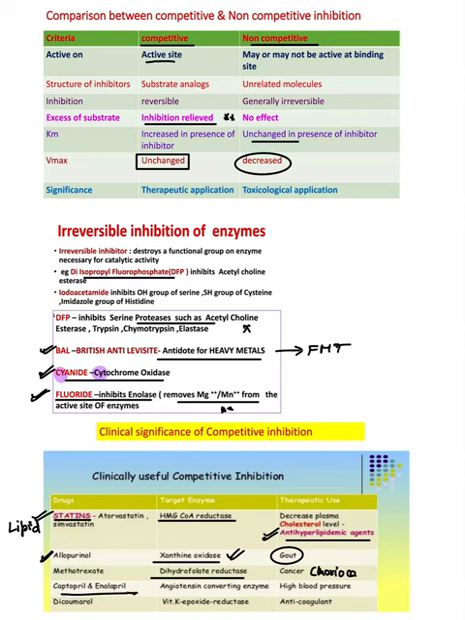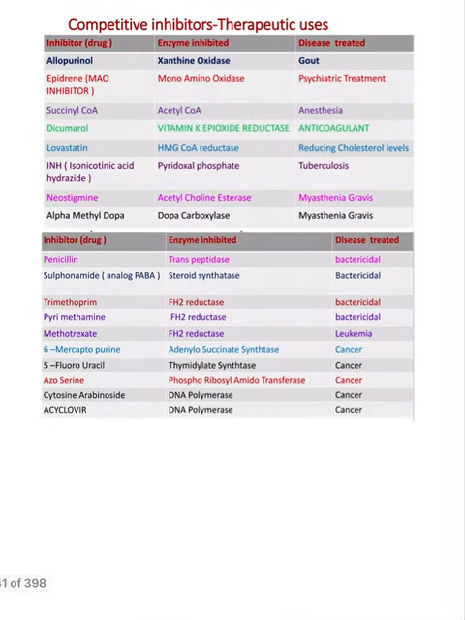Then you have captopril and enalapril. Try to recall, where did you read captopril? It was the antihypertensive medication and it inhibits ACE, the angiotensin converting enzyme. Recall, and do comment, what are the ARBs? Angiotensin receptor blockers. Do comment, let's see if you remember or not. Then dicumarol inhibits the enzyme vitamin K epoxide reductase. It inhibits vitamin K, which means it will act as an anticoagulant because it will prevent clotting.